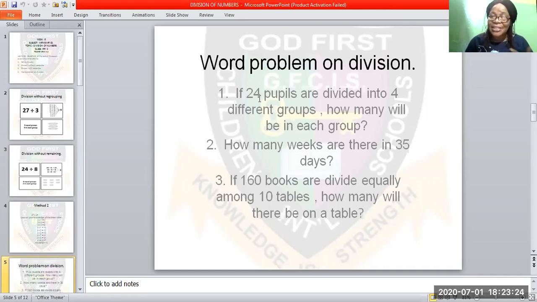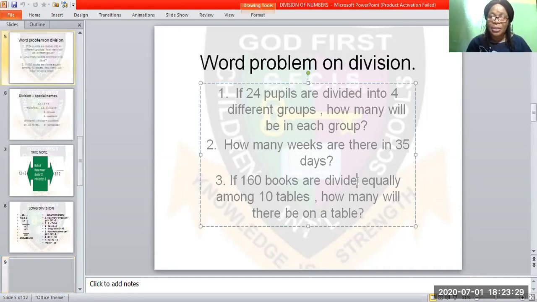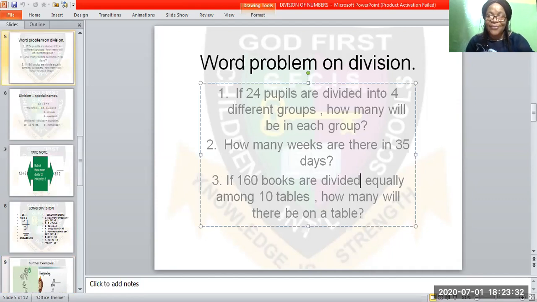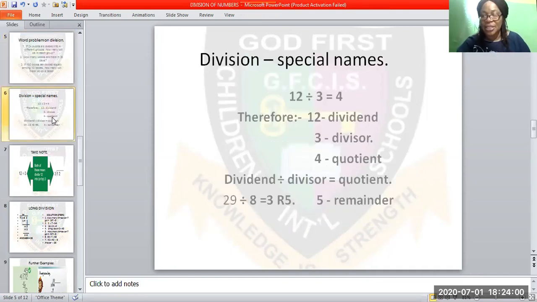If 160 books are divided equally among 10 tables, 1, 2, 3, up to 10 tables, how many will there be on a table? How many books will there be on one table? 10 tables. How many will there be on a table?